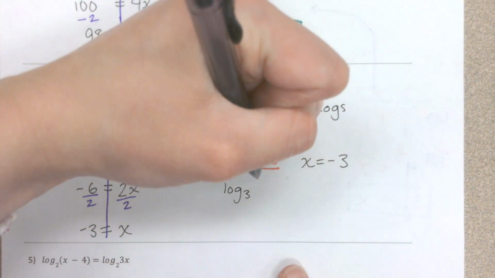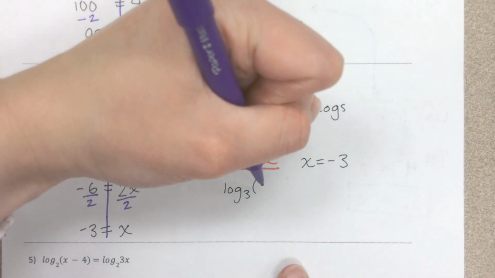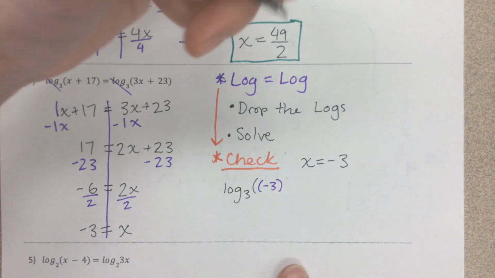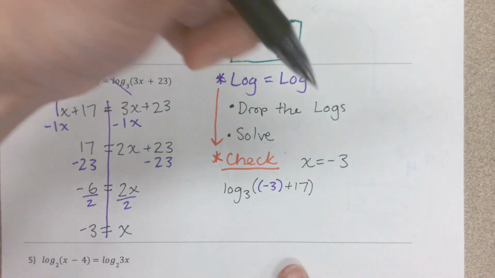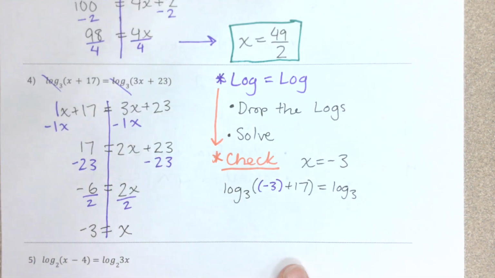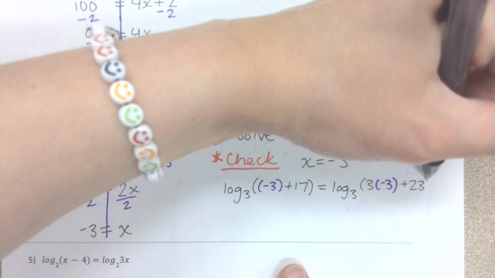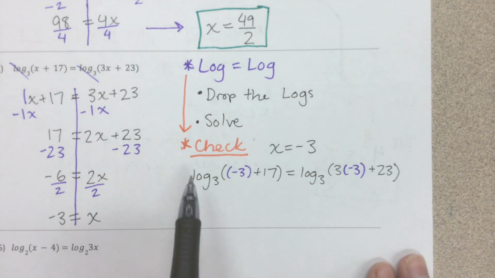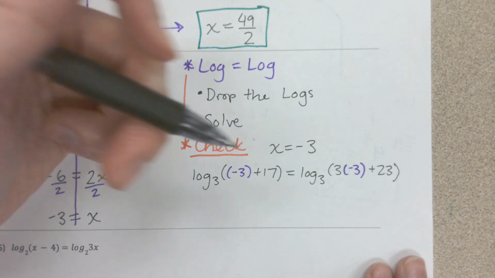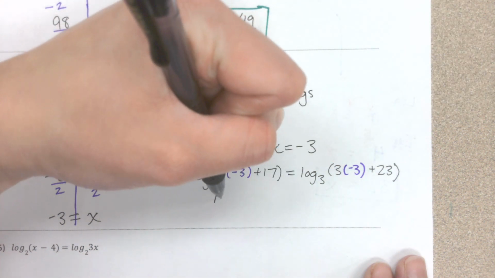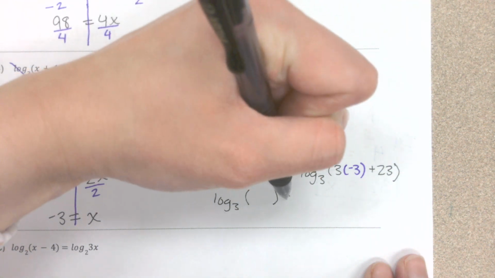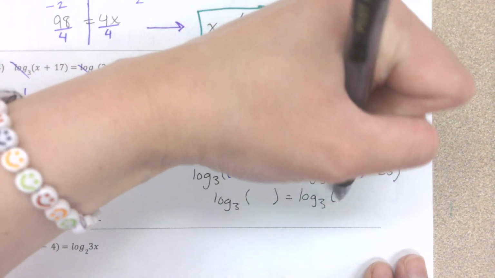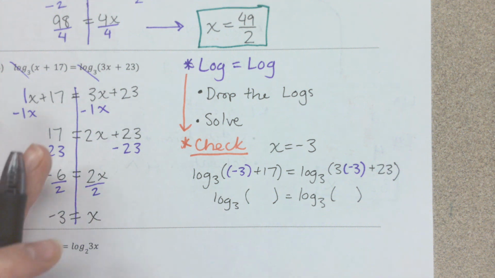Log base 3, parenthesis, we have x, which is negative 3, plus 17, equals log base 3 of 3 times x, which is negative 3, plus 23. Now, I'm not going to put the logs into the calculator. That's not the important part. What's in parentheses, that's important. So I'm going to go ahead and set this up. Log base 3 on both sides. And then we'll get the number in parentheses to compare.